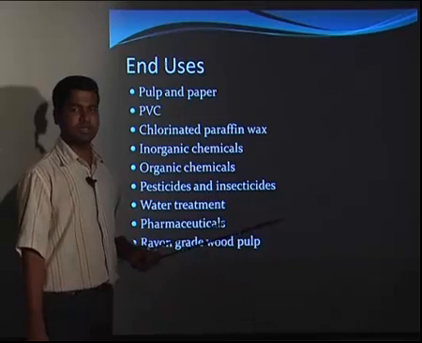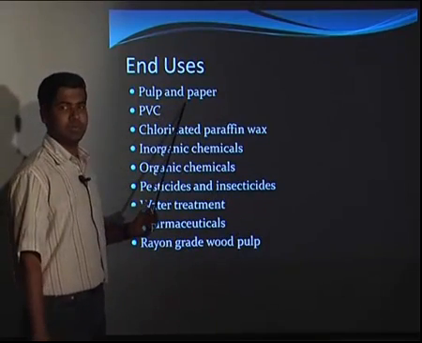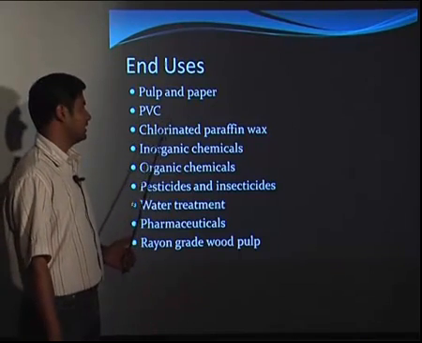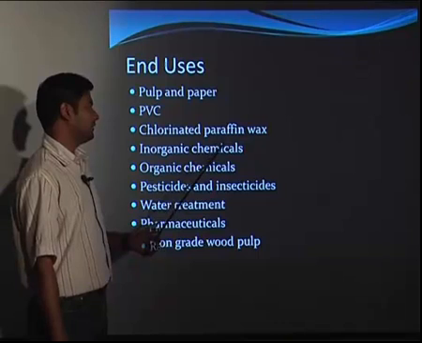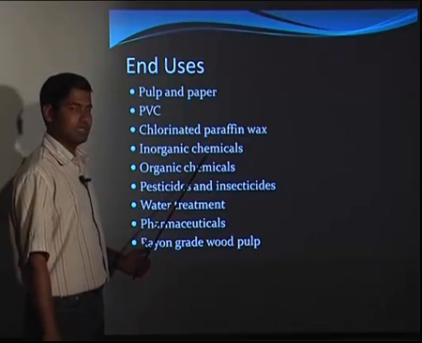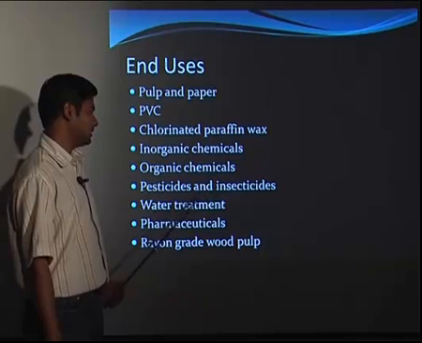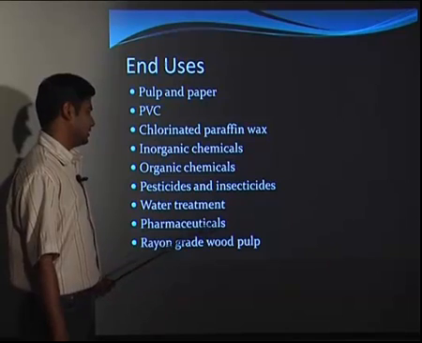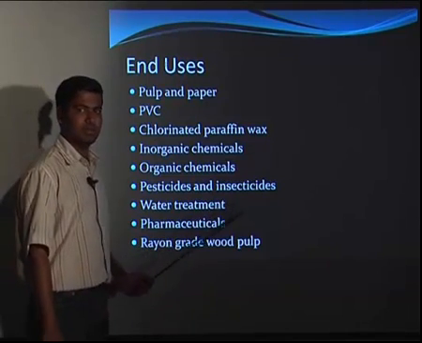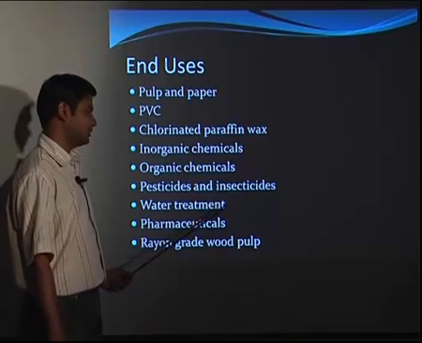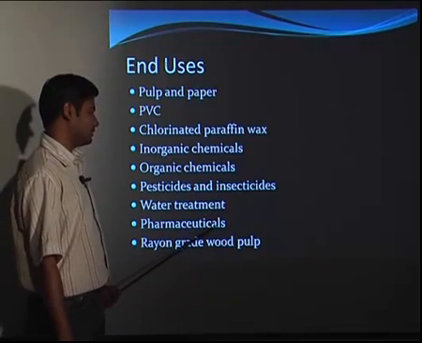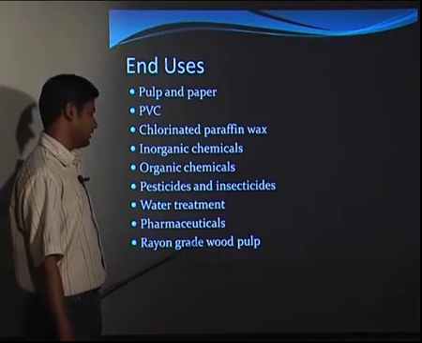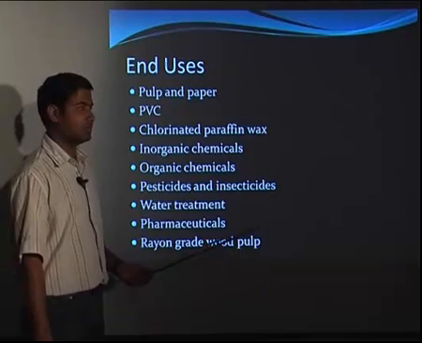As for the end users of these, we can use them in the pulp and paper industry, for PVC manufacture, that is polyvinyl chloride, and for chlorinated paraffin wax. Then inorganic chemicals manufacturing, organic chemicals manufacturing, and mainly in pesticide and insecticide manufacturing. We can use it for water treatment, where chlorine or bleaching powder is added to remove bacteria. Then we can use it in pharmaceuticals to produce drugs, and we can use sodium hydroxide in rayon grade wood pulp to dissolve the wood.